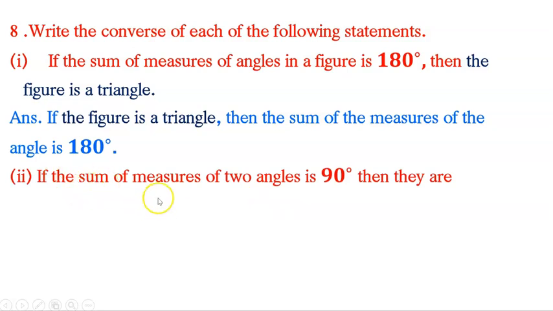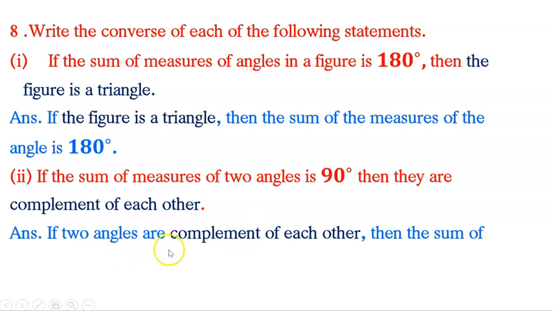Next, if the sum of the measures of 2 angles is 90, then they are complements of each other. Now, if 2 angles are complements of each other, then the sum of the measures of the 2 angles is 90.